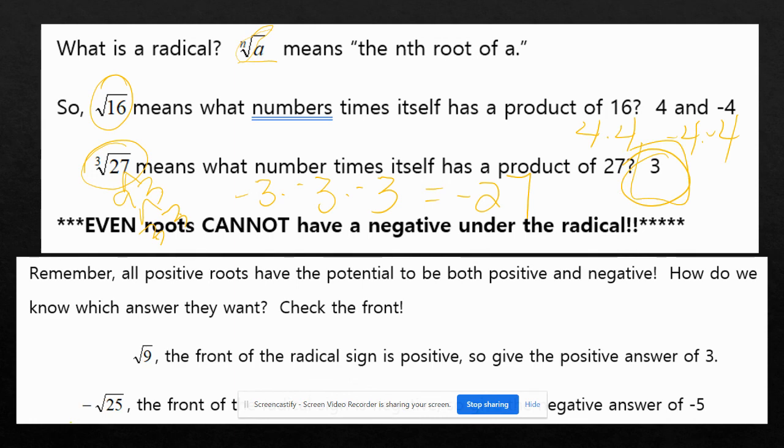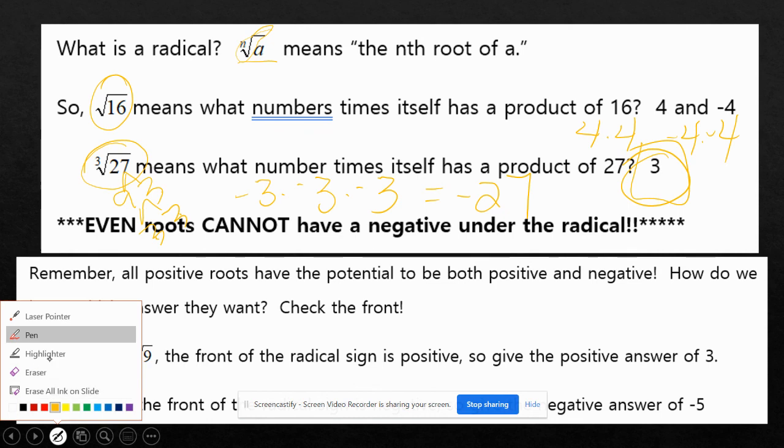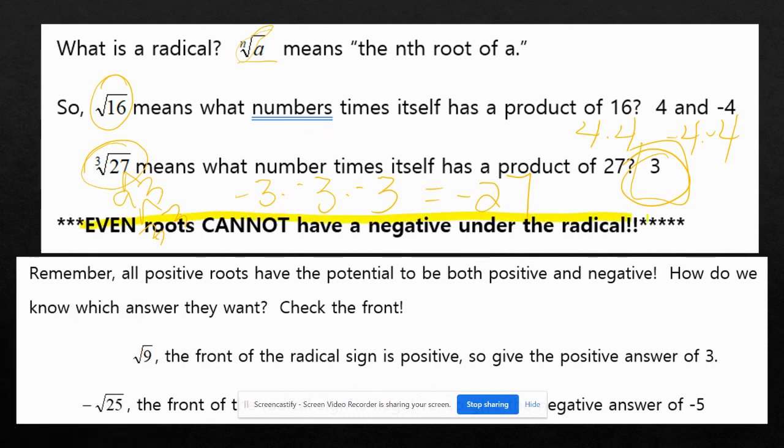A reminder that even roots cannot have a negative under the radical sign. That's not real. We can't do anything with that right now. So how do we know? Because we saw, for example, the square root of 16 can have 4 or negative 4. How do I know which answer I'm supposed to give?